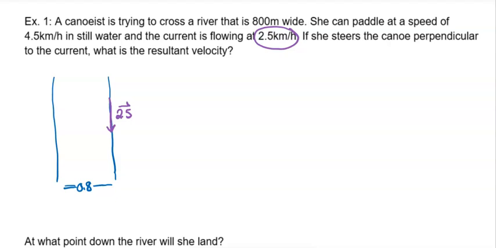The question tells me that she's steering the canoe perpendicular to the current, so she's going to go this way directly. I know that I want to add these vectors together, so I need to set them up tip to tail. I'm going to put it right there so that I have them tip to tail. This will give me my resultant vector.